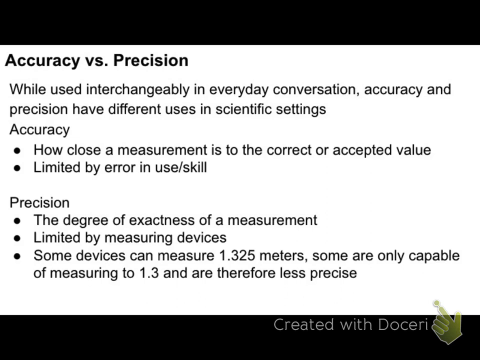So I gave you an example here. Some measuring devices can measure 1.325. Some are only capable of measuring to 1.3, which would be less precise. And this is the reason why we have to have significant figures, is because if you only have a device that can measure to 1.3, you can't report those last two digits because you weren't actually capable of measuring them. So you can only report the first two. Even if other measurements in your data set go out further, you're limited by the precision of the first one.